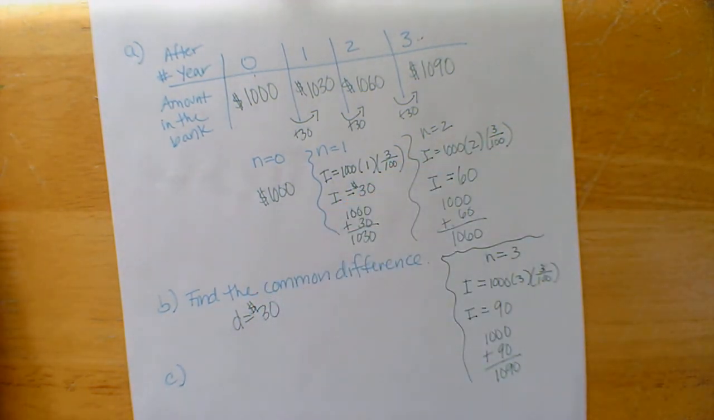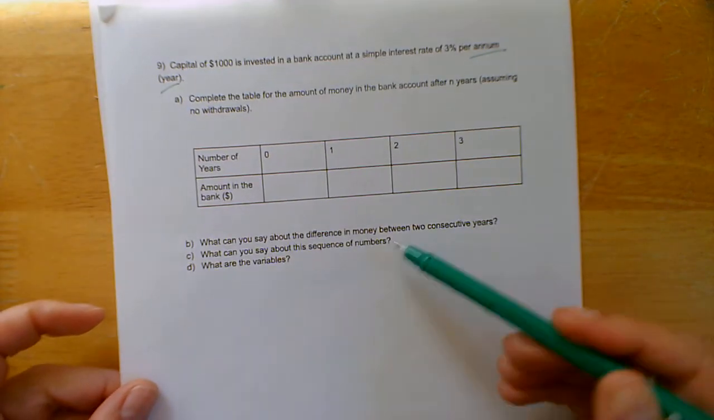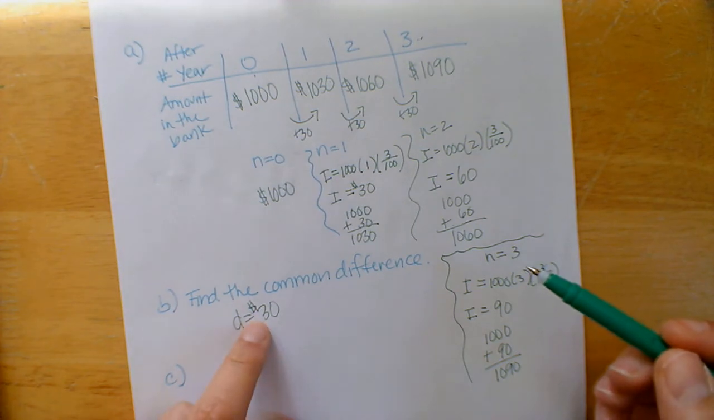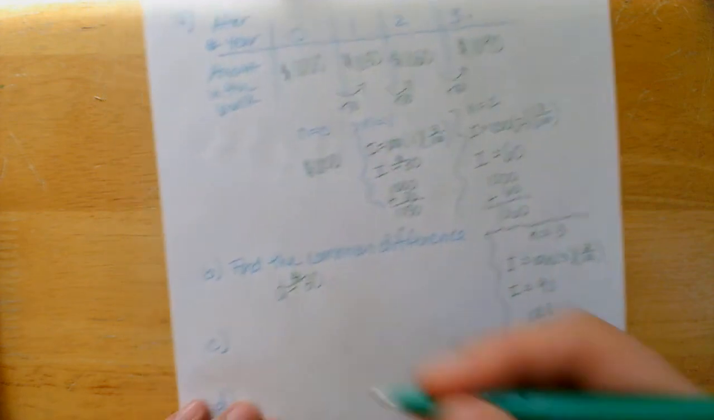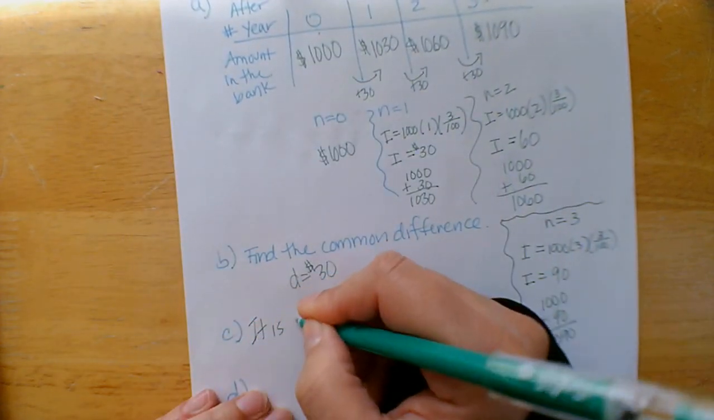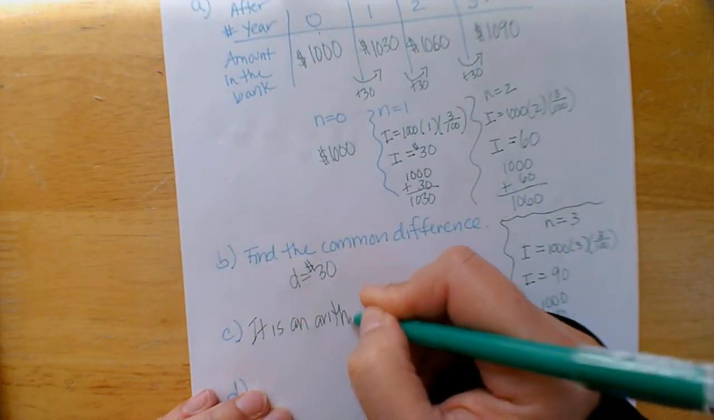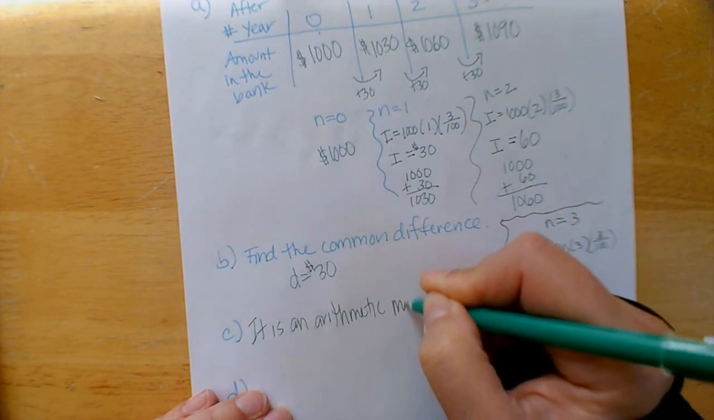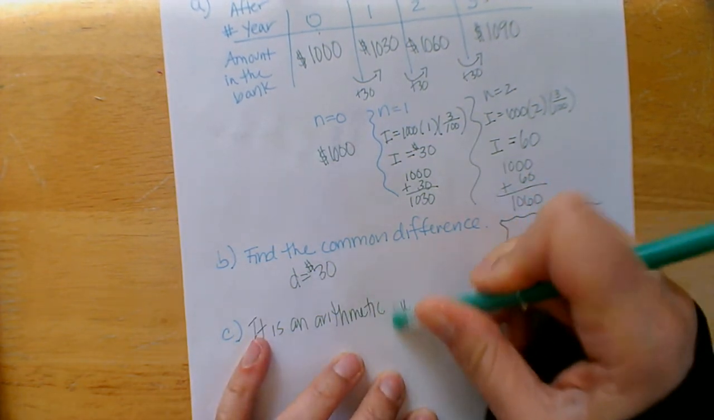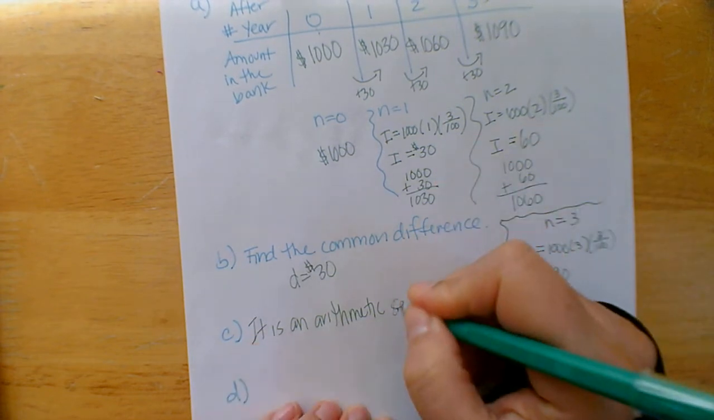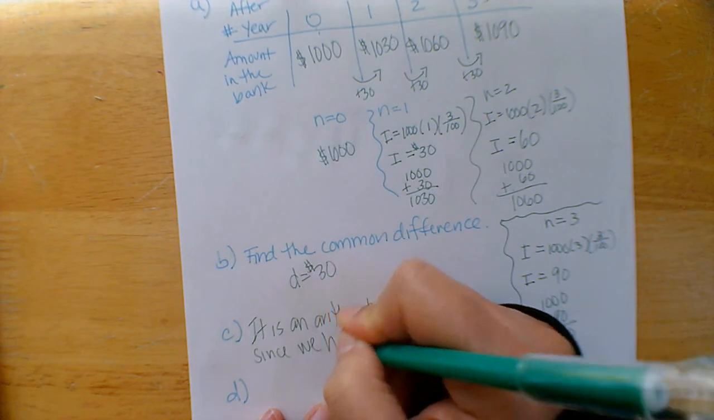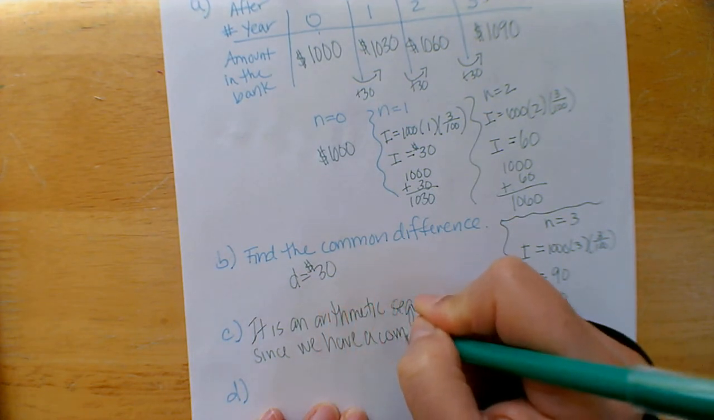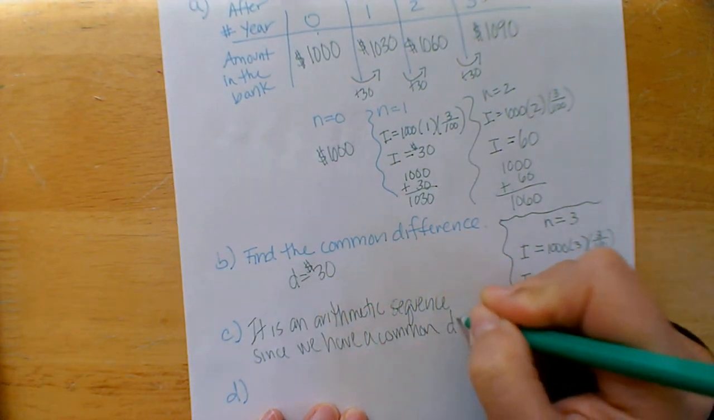Our next question was, what can you say about this sequence of numbers? So looking, if we have a common difference, we're going to have an arithmetic sequence. So it is an arithmetic sequence, since we have a common difference.